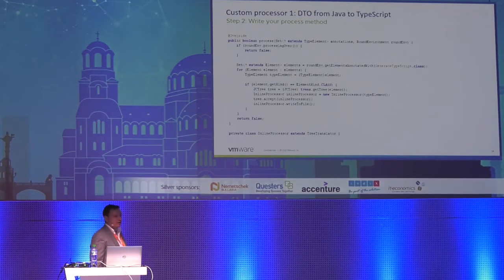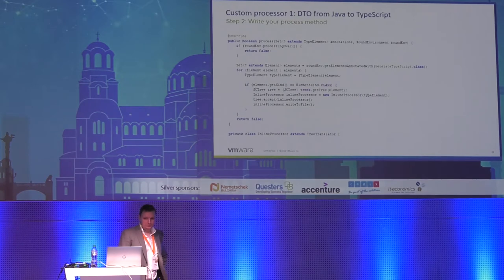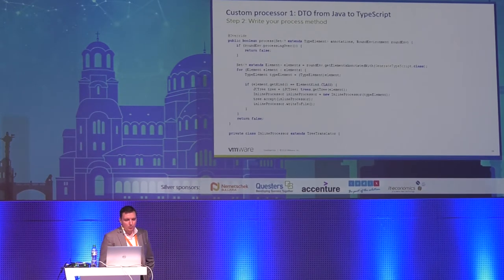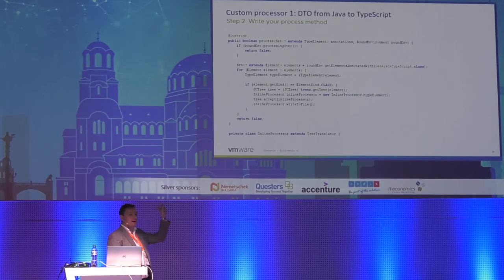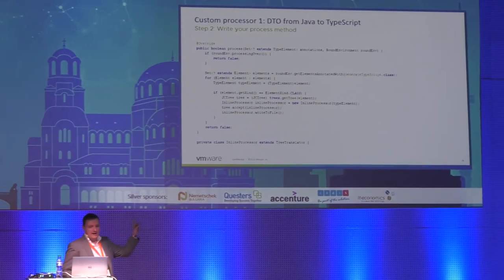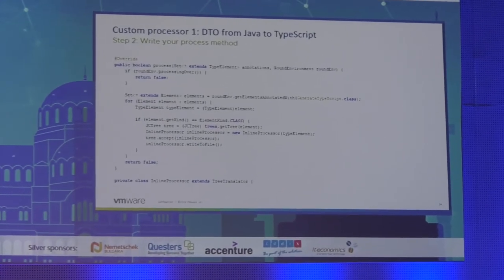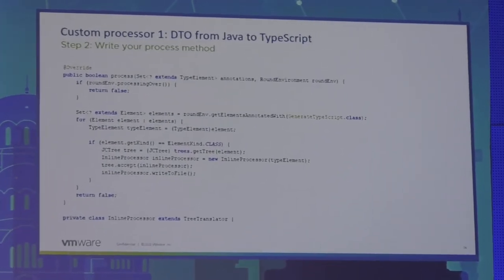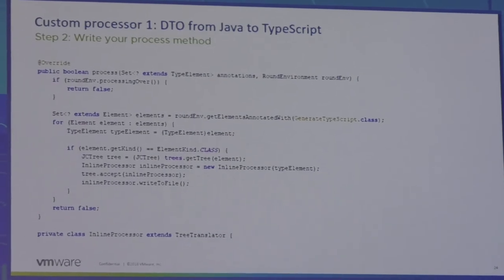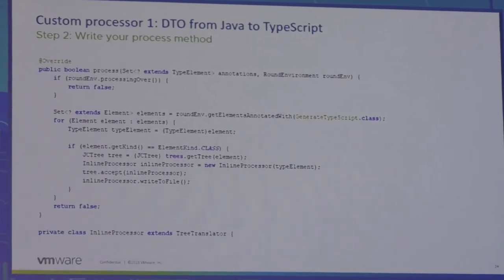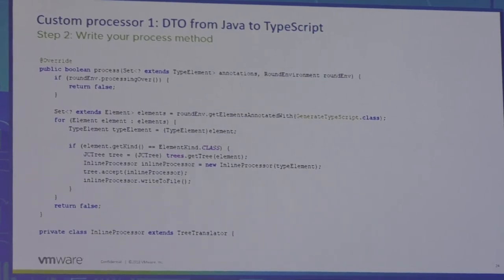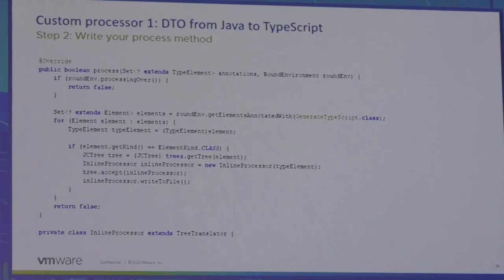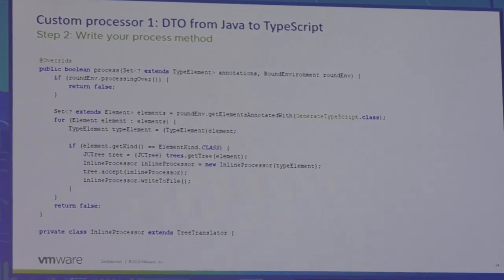Next step is to implement the process method, which gets the different elements from the abstract syntax tree. And then, if it's a class, we apply a custom TreeTranslator, a TreeTranslator interface implementation. I'm going to show you how it works. That's the basic theory we have for today.